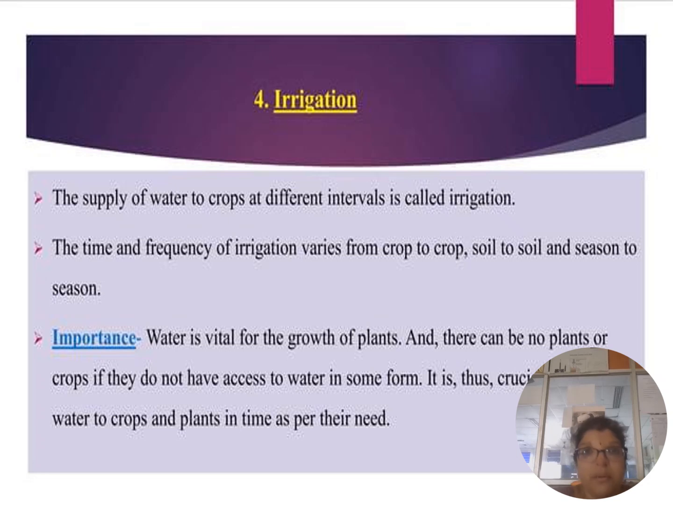And the next important topic is irrigation. You have to irrigate the crop, supplying water at different levels. The first irrigation, immediately after sowing, is called life irrigation. The time and frequency of irrigation vary from crop to crop, soil to soil, and also season to season. It is very vital for the growth of the plants.